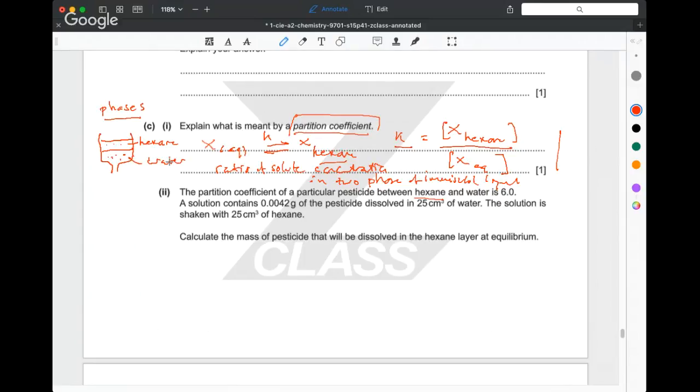The two phases are hexane and water. Initially we're going to put 0.420042 grams of the pesticide in water, and then we're going to add this other phase on top. Some of its molecules will be in the hexane, some of its molecules will be in the water. We've got to calculate the mass of pesticide that's going to be in the hexane phase at equilibrium.